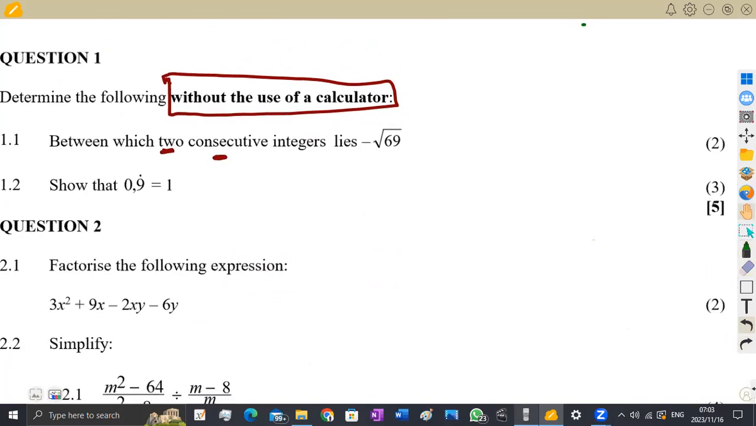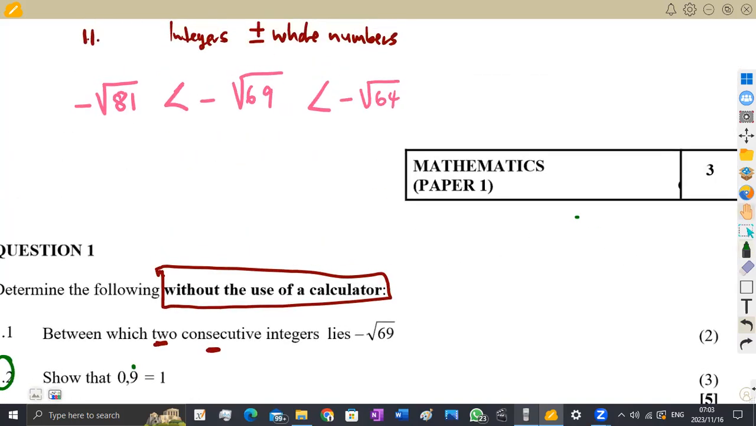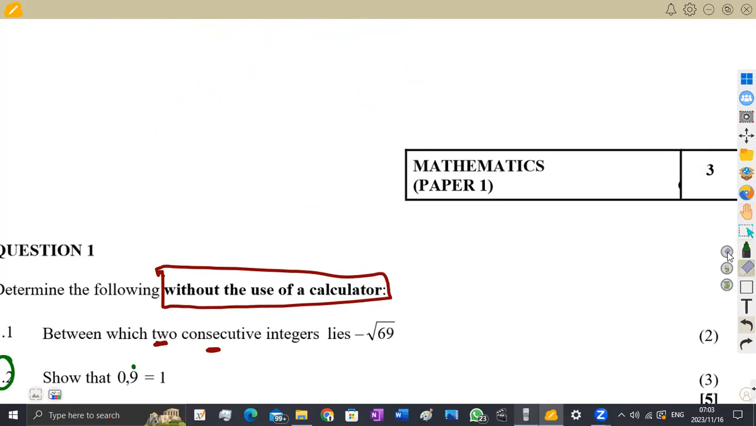And we are given 1.2 that was: show that 0.9 with a bar is equal to 1. All right, which means it's a recurring decimal. Remember, that type of decimal is called a recurring decimal. All right, and we talked about this. Make sure that you also watch the introduction where we talked about recurring decimals. How are they converted to a rational number? All right, so we are given that 0.9 bar like this must be equal to 1, whereby 1 is a rational number, 1 over 1.